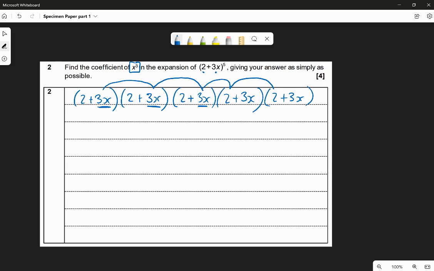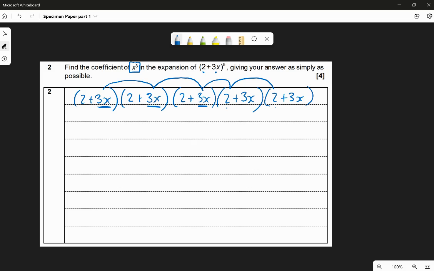This is one of the different possible ways of doing this, by choosing the 3x from each of the first 3 brackets and then the 2 from the last 2 brackets. But I could have done that in many different ways. I could have done the 3x times the 3x times the 2 times the 3x times the 2.